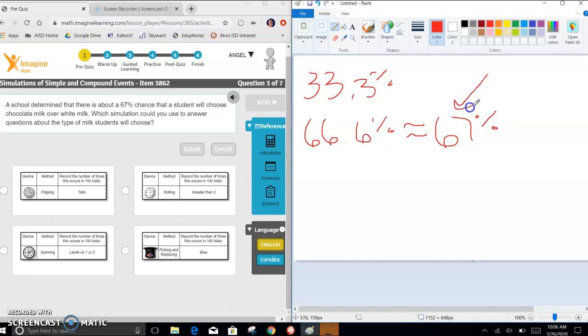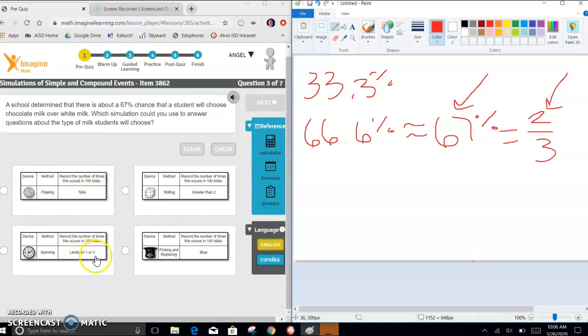So this is what I'm looking for. This is also equal to 2/3. This is what I'm looking for as well. Could be either of these answers over here. So flipping a coin, tails, is this 50%? No, I can automatically rule this one out.